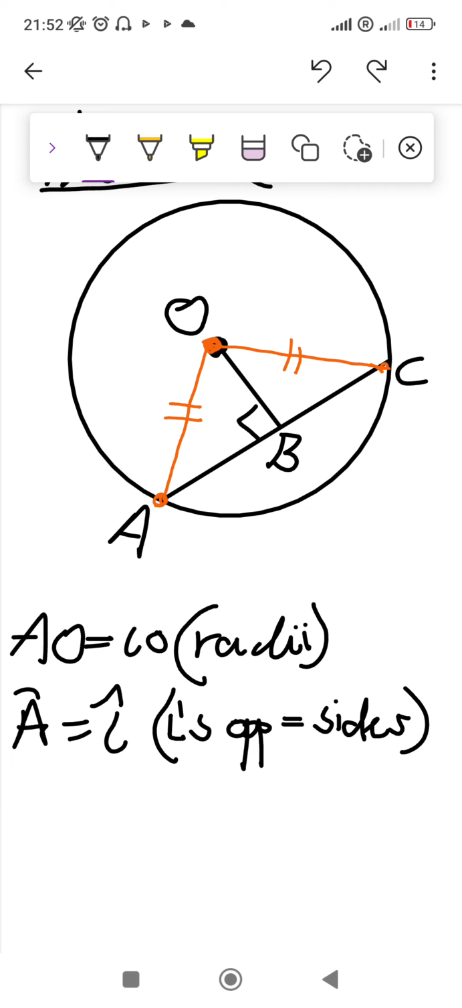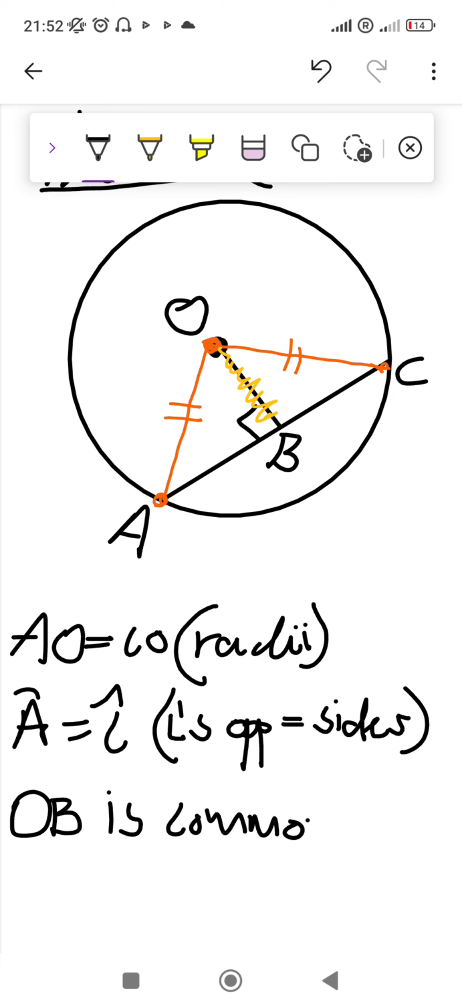Okay, so we have the radii, that's the same. We have the angles which we've proven now, and then also we could look at this line over here, which was given to us. That line is OB, so we'll say OB, and that is common. To say that it is common is to say that it exists in both of your triangles. So OB exists in AOB, and OB exists in OCB.